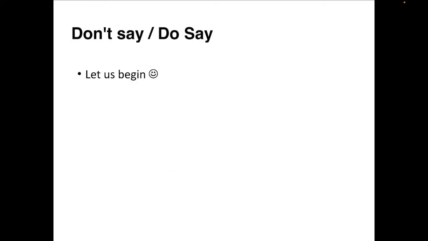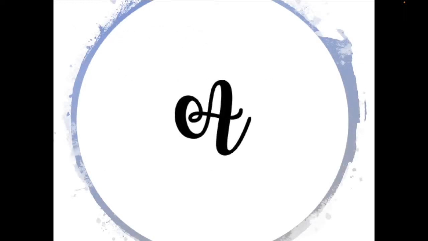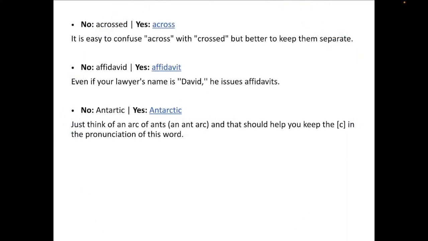So here we begin. First letter is A. We don't pronounce it as across, rather, the correct pronunciation for this word is across. It is easy to confuse across with crossed, but better to keep them separate. Next word is affidavit. No, it is not affidavit. Rather, the correct pronunciation of this word is affidavit. With a T, not a D.